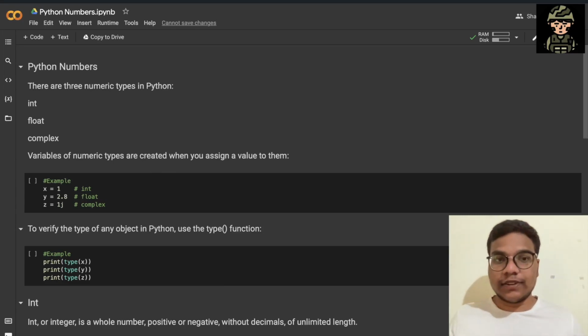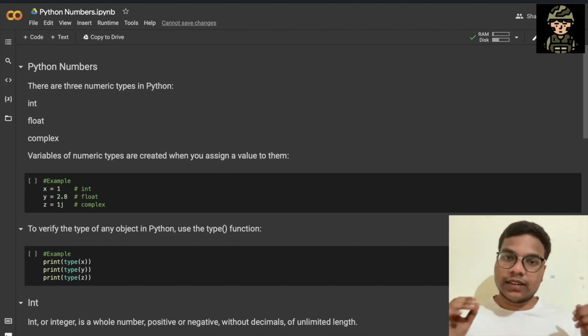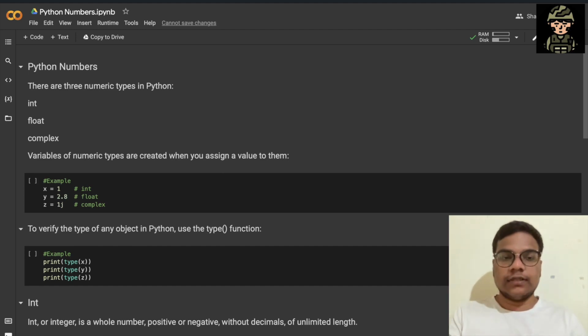Today we are going to learn about Python numbers. So let's begin. As we discussed in our previous video, there we discussed Python data types, right? In that we discussed numerical types: integers, floats, and complex. So these are the numerical types, and we are going to discuss them in depth.